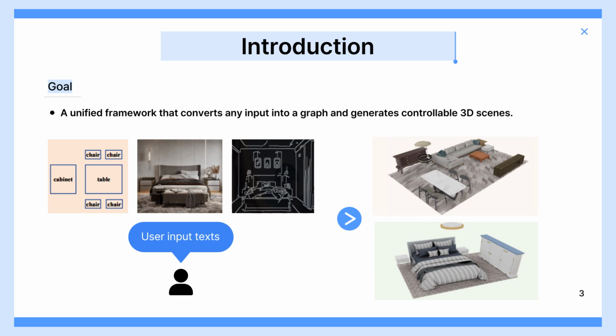The goal of this research is clear. The authors aim to build a unified framework that can take any type of input, convert it into a graph automatically, and then generate a controllable 3D scene from that graph. This eliminates the need for users to manually create a structured scene graph, while still giving them precise control over the final layout.